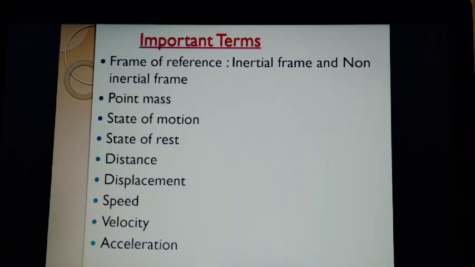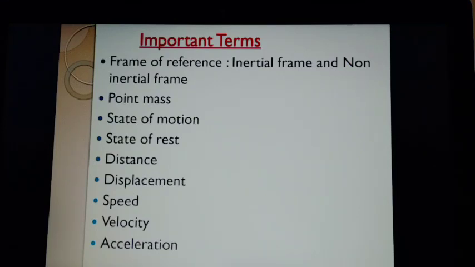So a frame of reference which is non-accelerated is known as an inertial frame. So obviously an accelerated frame of reference is a non-inertial frame. Frame of reference can be of two types: inertial frame of reference and non-inertial frame of reference. In an inertial frame of reference, Newton's first law holds good, it is a non-accelerated frame. And the non-inertial is an accelerated frame of reference.